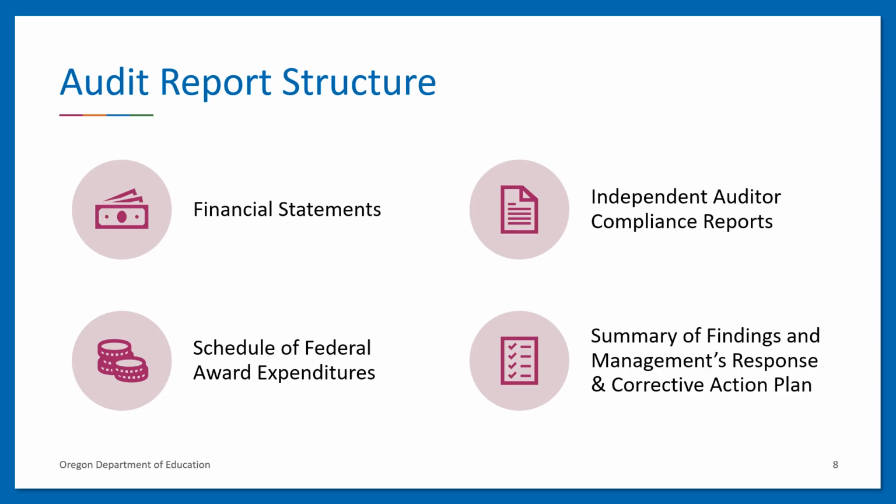A single audit contains 4 key components: an audit of the organization's financial statements, a report identifying the independent auditor's opinion on the financial statements and the organization's compliance with federal programs, a schedule of federal award expenditures, also referred to as SEFA, which identifies all federal programs in which the organization participated and the amount of federal funds that were expended for each federal program, and a summary report that identifies material weakness and significant deficiency audit findings, management's response to the findings, and the corrective action plan for the findings.